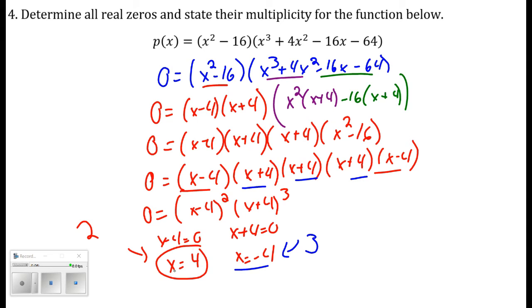I had 2 of them, a repeated factor, so that has a multiplicity of 2. I had 3 factors of x plus 4, which means x equals negative 4 has multiplicity 3.